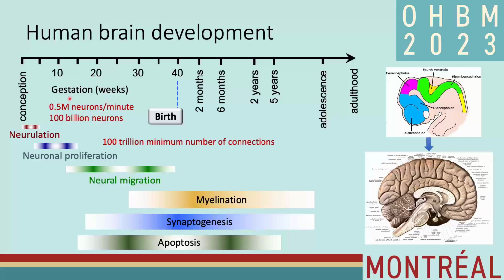So what this plot shows is that a lot of the brain structure development happens before birth, during the fetal period of brain development. A fetal brain generates neurons at an astonishing rate of 500,000 neurons per minute during mid-gestation. That leads to about 100 billion neurons, and through the processes that are happening at this time, neuronal proliferation, migration, apoptosis, and synaptogenesis, about 100 trillion minimum number of connections are formed in the human brain just before birth. Of course, some of those processes continue after birth while the brain tries to build its functions.